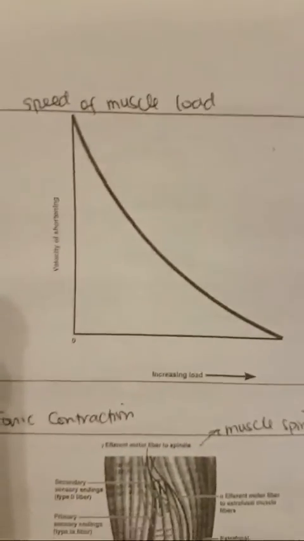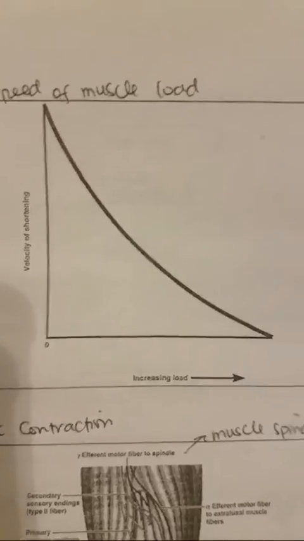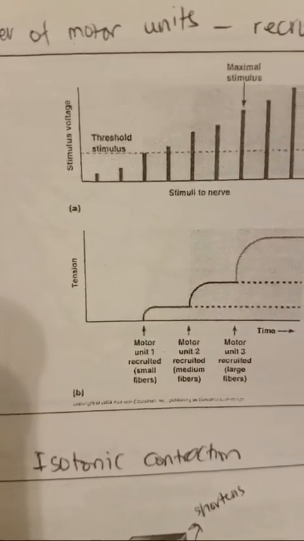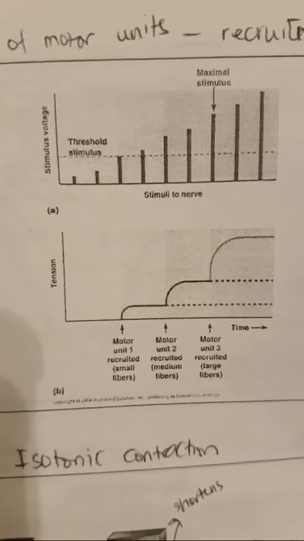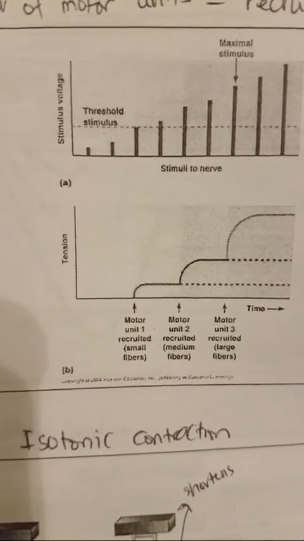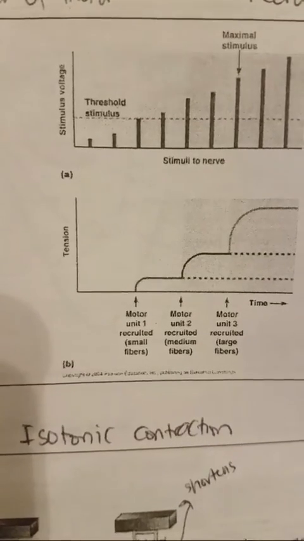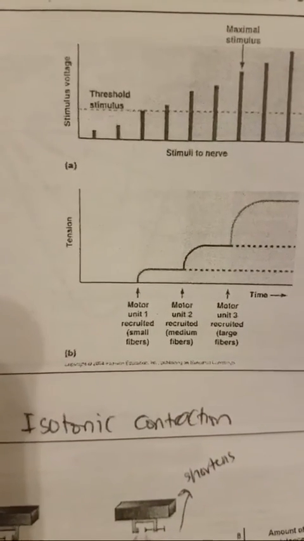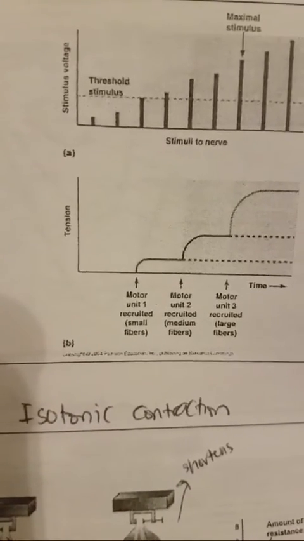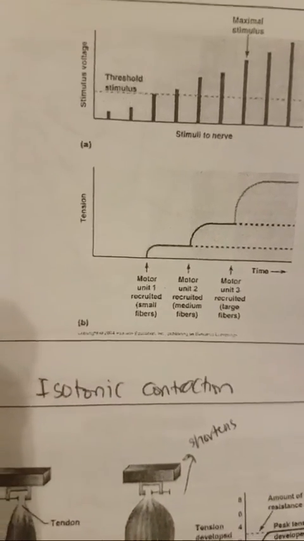Speed of muscle, number of motor units, recruitment. Maximal stimulus, tension. Motor unit 1 recruited small fibers, motor unit 2 medium fibers, motor unit 3 recruited large fibers. More, and then time.